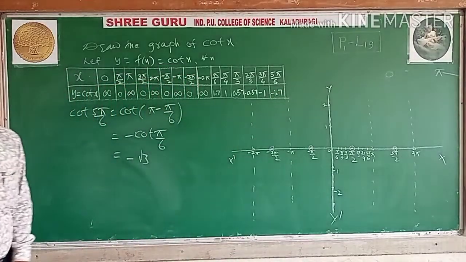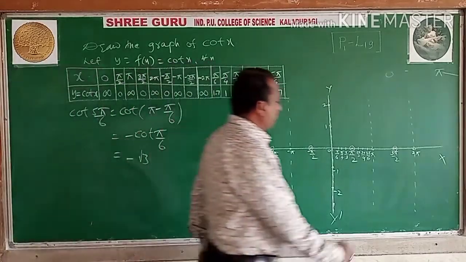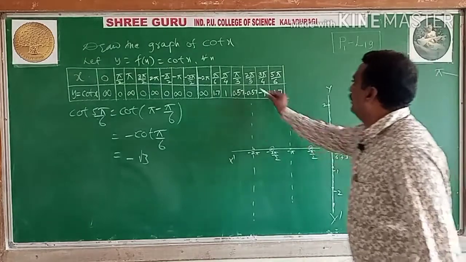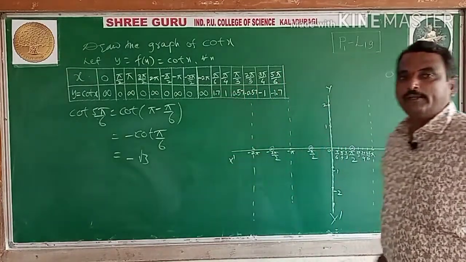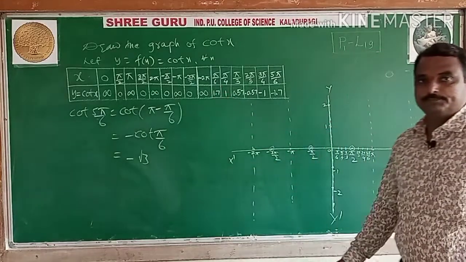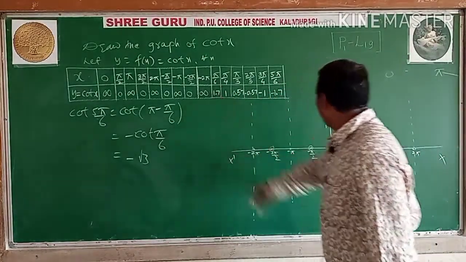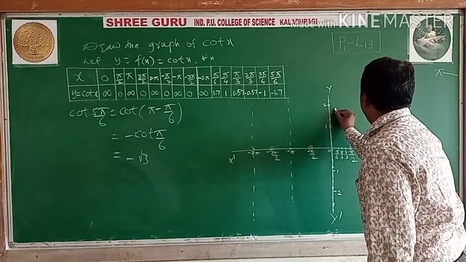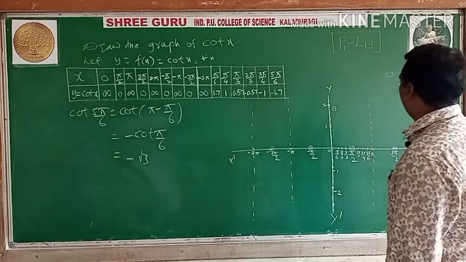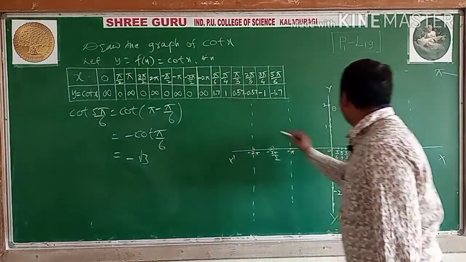1.7. Minus of 1.7. Let us mark these points, students, here on this Cartesian plane. Now see the students here. Pi by 6, how much is it? 1.7 it is, near to 7 pi by 6. Here I am taking 1.7. Next, pi by 4, 1 it is.